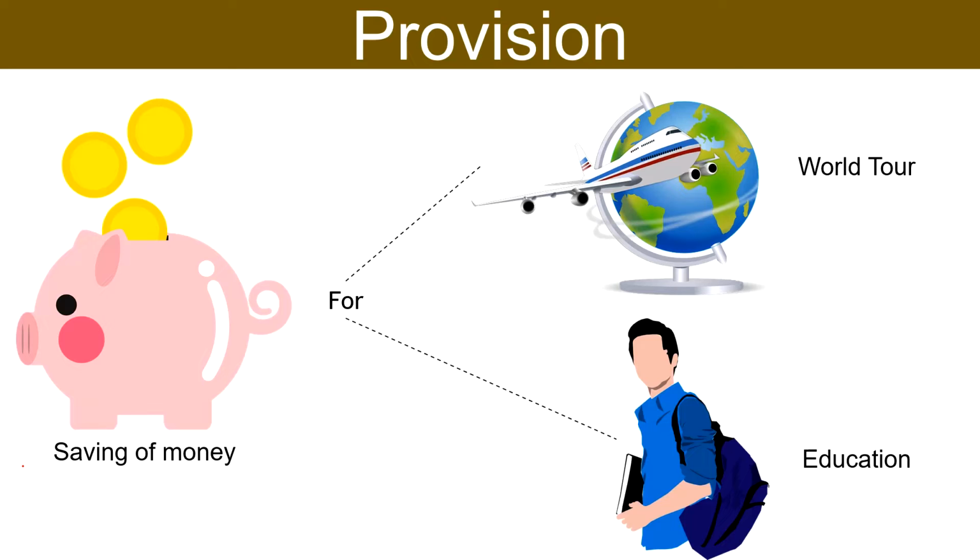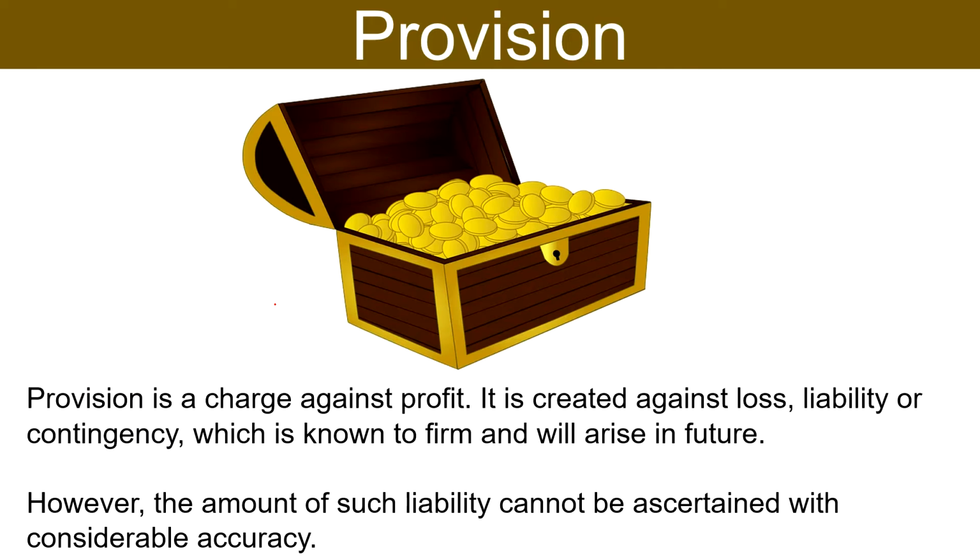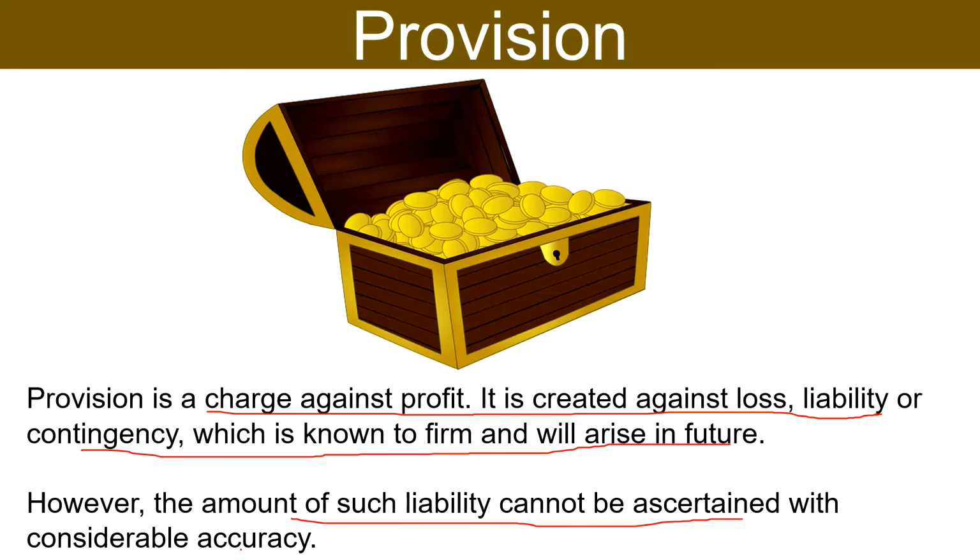So in business also there are some expenses which are related to the present accounting period, but the amount of that expense is not known with certainty because it has not been incurred yet. And according to the principle of conservatism, such costs are not ignored, rather a provision is created and it is charged against profit of the current period. Let us go through its definition. Provision is a charge against profit. It is created against loss, liability or contingency which is known to the firm and will arise in future. However, the amount of such liability cannot be ascertained with considerable accuracy.